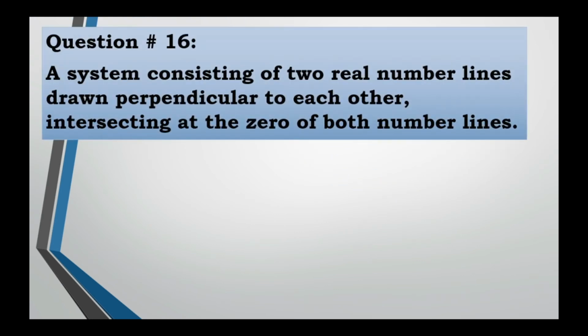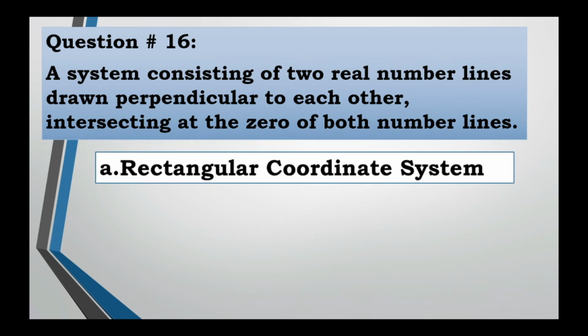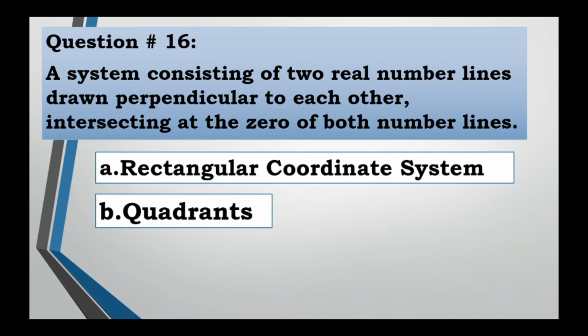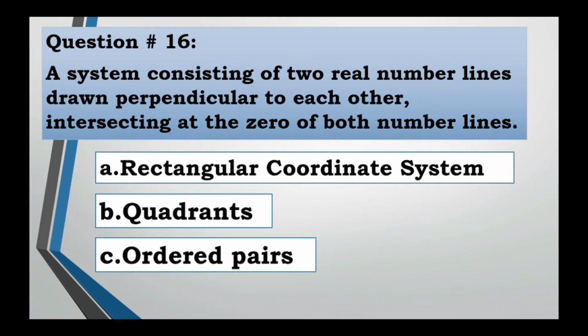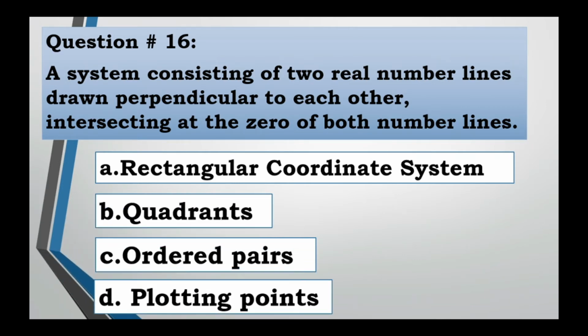Question number 16. A system consisting of two real number lines drawn perpendicular to each other, intersecting at the zero of both number lines. Letter A, rectangular coordinate system. Letter B, quadrants. Letter C, ordered pairs. Letter D, plotting points.